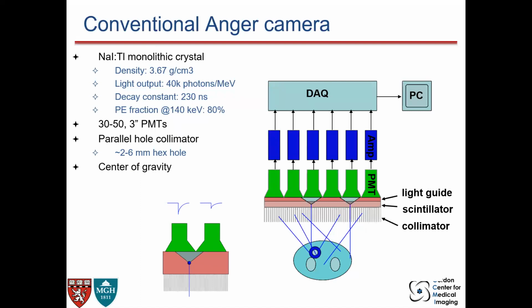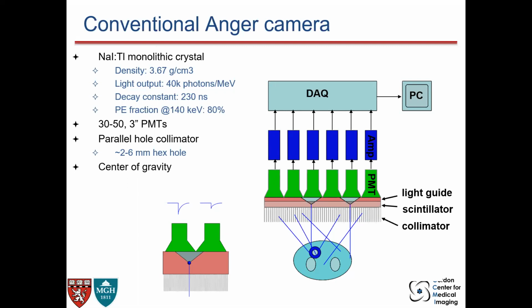The conventional Anger camera is based on a large slab of sodium iodide, thallium-doped monolithic crystal. As you already know, the density of sodium iodide is pretty low, 3.7 grams per cubic centimeter, and the light output is about 40,000 photons per MeV, with a decent decay constant, which is actually not as important compared to PET, and a photoelectric fraction at 140 keV of about 80%.